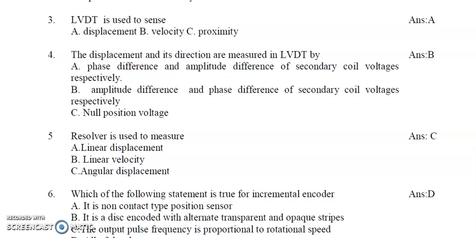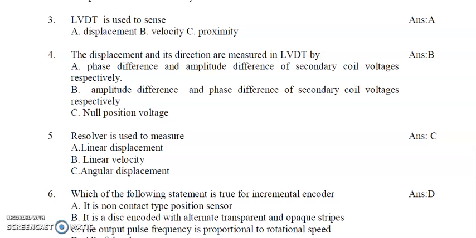There is one primary coil and two secondary coils. So accordingly, depending on the position of the core, the secondary coil voltages are going to develop. The amplitude difference is mainly used for measuring the displacement, and phase difference of secondary coil voltages is used for measuring its direction.